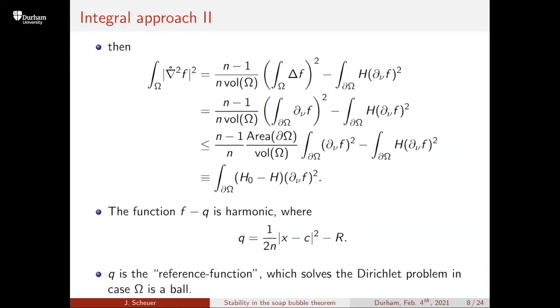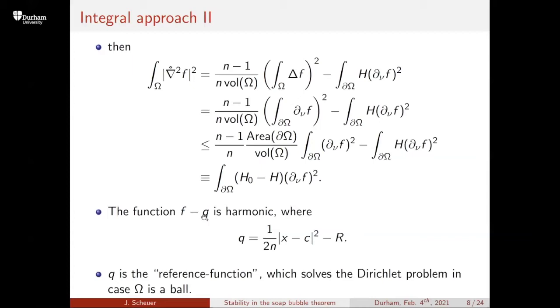And note that q is really the model solution, because this is the solution of the Dirichlet problem when omega is a ball, right? And this is the function that you have to compare f to if you want closeness to a ball. And now you're in the nice shape that f minus q is a harmonic function. And for harmonic functions, we have perfect estimates.